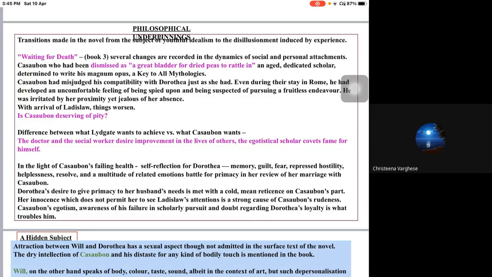So Casaubon had misjudged his compatibility with Dorothea, just as she had. So we can say that Dorothea went into marriage not knowing anything. So maybe look at it from Casaubon's side. He also did not expect Dorothea to be like this. He had also probably misjudged his compatibility with this young wife.